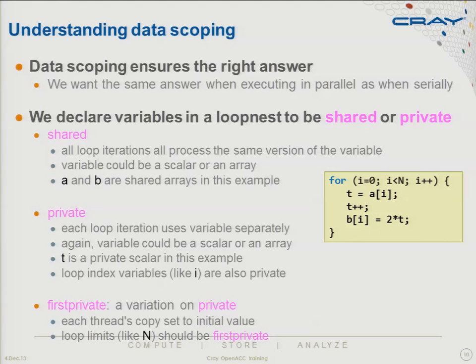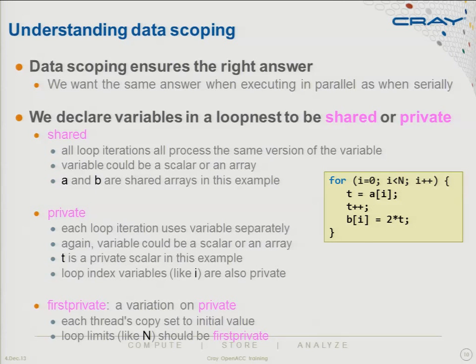Private variables are where each loop iteration has its own version of it, and it treats it separately. So here, this scalar T is a private scalar, because each loop iteration is going to do something separate with it. Each loop iteration has its own variable T to do its different things with. Loop variables are also private, because each loop iteration has its own version of the loop counter.